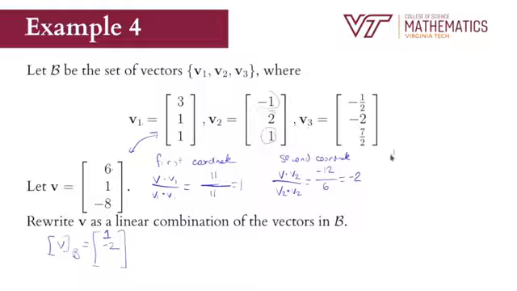And then for the third coordinate, we're going to take v with v3, this vector and this vector together. So 6 times negative 1/2 is negative 3. Minus 2 is negative 5. Minus 8 times 7 over 2 is 28. So negative 5 minus 28 is negative 33.